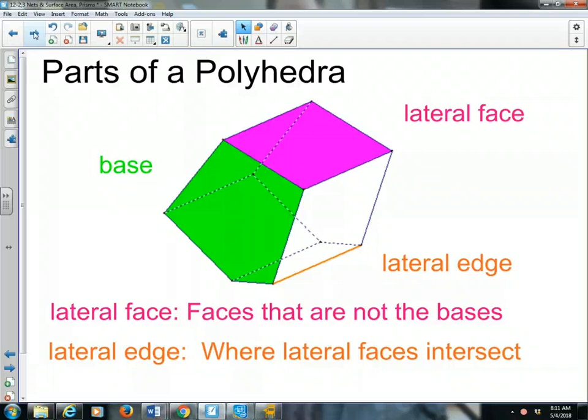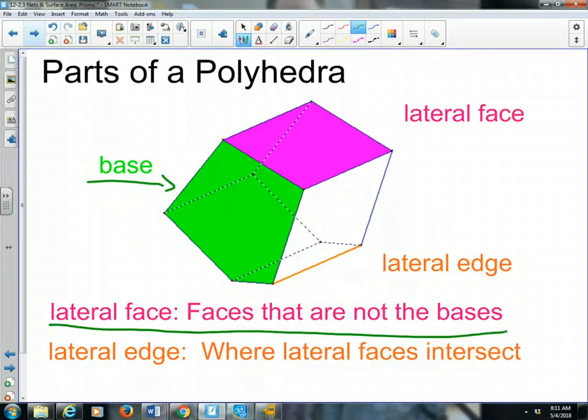We have the base. The bases of a prism are parallel and they are congruent. And so this happens to be a pentagonal base. This green figure right here that it's pointing to, that's a pentagonal base. And then all the other faces are called lateral faces. So you see this definition right here for lateral faces. They're all the faces that are not the bases.